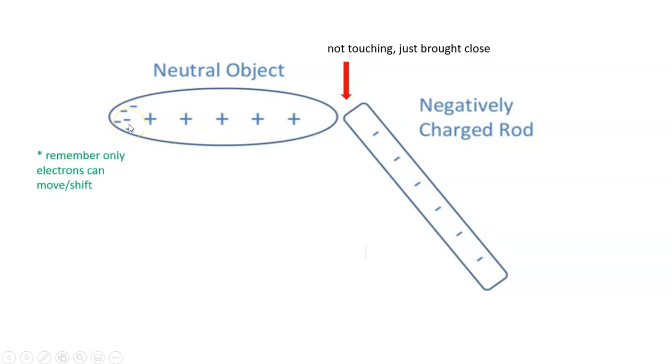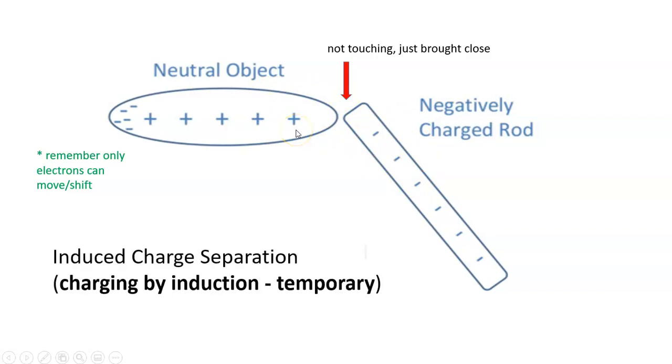Okay? Again, only the electrons can move or shift. And so this explains why there's an attraction here. The negatives have moved away. So now this side of the neutral object has a positive charge. This side of the neutral object has a negative charge. Well, opposite charges attract. This is negative, nothing has changed here. This side is positive, and so now these two objects want to move together.